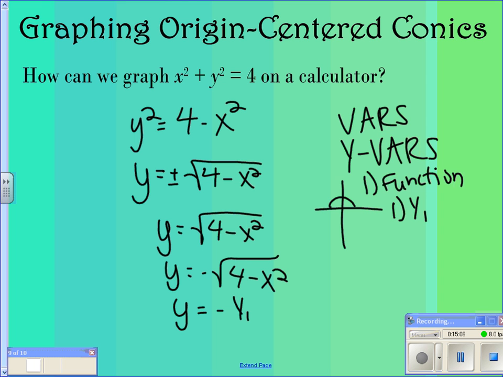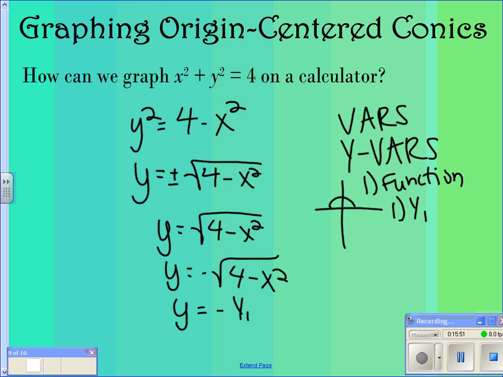Hold on. All right. That's what it should look like on your y equals. Do you have negative y1? They don't connect, but that's what it should look like. Do you see the graph? Okay, so the graphing calculator can't do them perfectly, but it gets it close. Does that make sense?